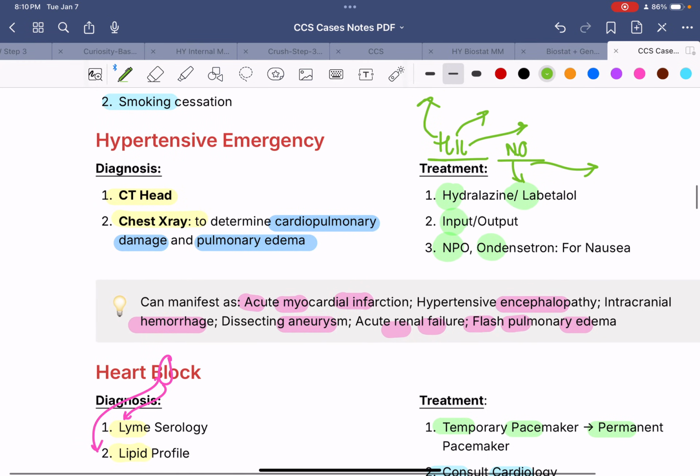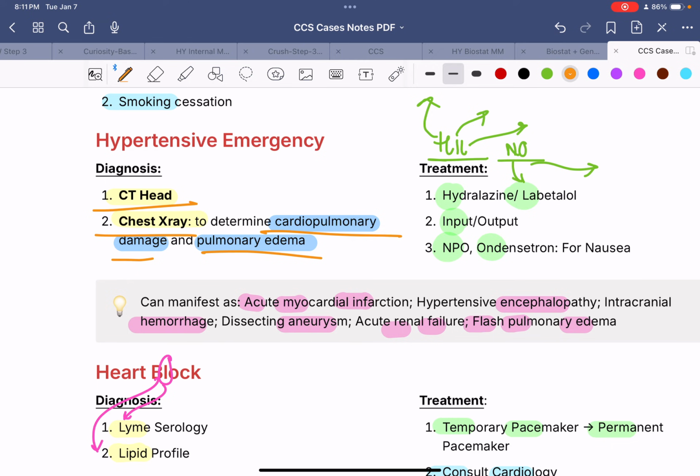If the patient has severe hypertension, the first thing you have to rule out, in addition to the other causes, is chest symptoms, and if present you're going to do the chest workup as well. But if the patient has hypertensive emergency, you can diagnose it with a CT scan of the head and a chest x-ray, specifically to see the extent of cardiopulmonary damage and pulmonary edema, and CT head of course to rule out some sort of intracranial bleed caused by the extremely high blood pressure.